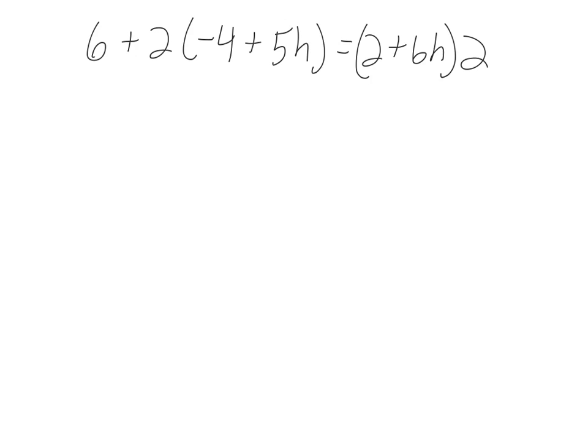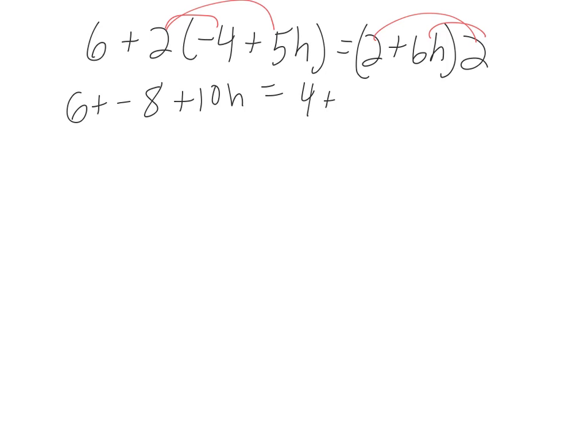And the last problem. Same idea, I'm going to distribute first. So the 6 hasn't gone anywhere, so I'm going to write that in there. 2 times negative 4 is negative 8. 2 times 5h is 10h. Equals. I can distribute the 2. 2 times 2 is 4. 6h times 2 is 12h. Now I need to collect some like terms. Well, on the left side, the 6 and the negative 8 can combine to be negative 2, plus 10h equals 4 plus 12h.